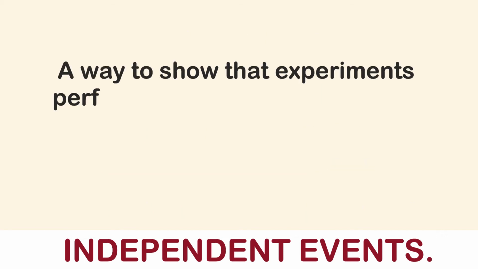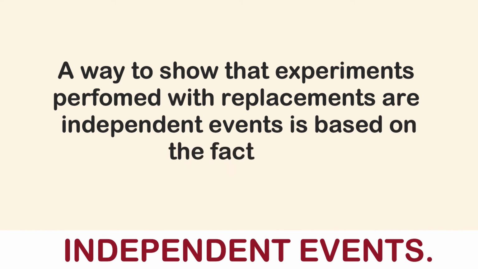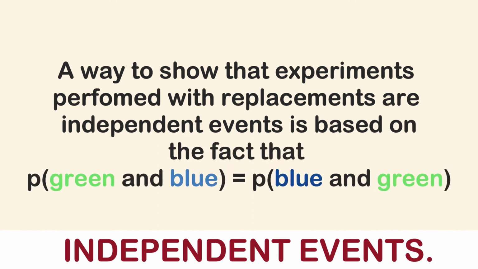A way to show that events performed with replacement are independent events is based on the fact that if we switch the sides, meaning instead of saying the probability of having a green ball and a blue ball, we say what is the probability of having a blue ball and a green ball, we should be able to have the same answer. So let us answer the question, what is the probability of having a blue ball and a green ball? Please note, we should have the same answer.